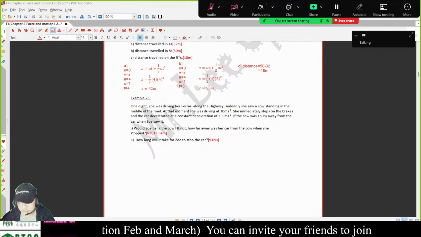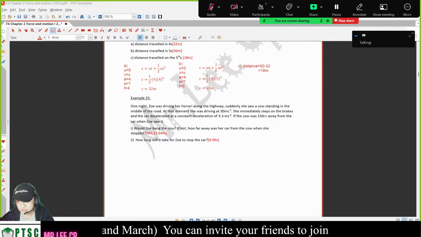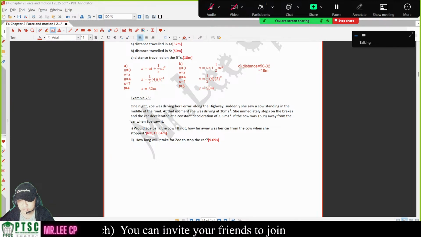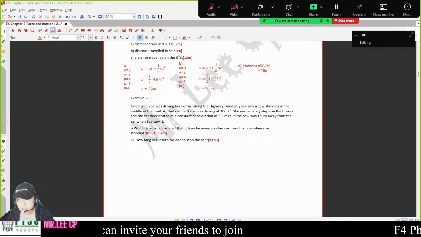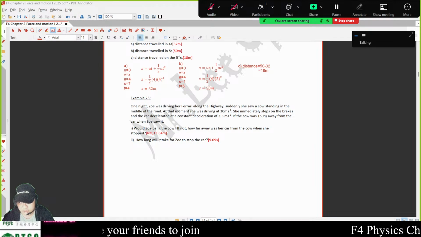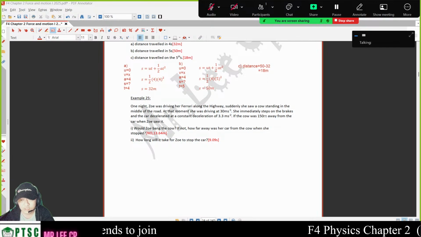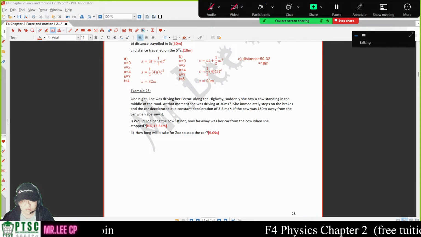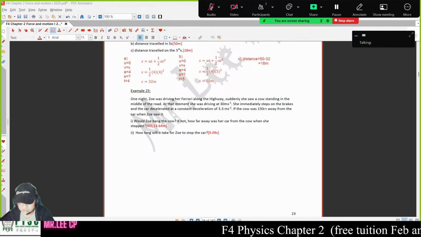All right, next one. One night, Zoe was driving her Ferrari along the highway. Suddenly, she saw a cow standing in the middle of the road. At the moment she was driving at 30, she immediately stepped on the brake, and the car decelerated with constant deceleration of 3.3. The cow was 150 meters away from the car when Zoe saw it. Would Zoe bang the cow? If not, how far was her car from the cow when she stopped?